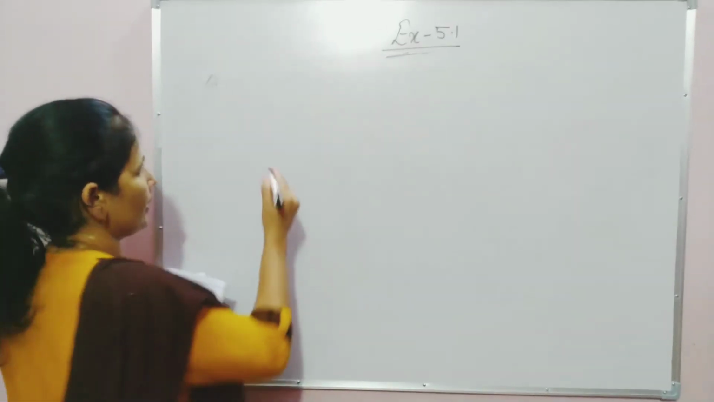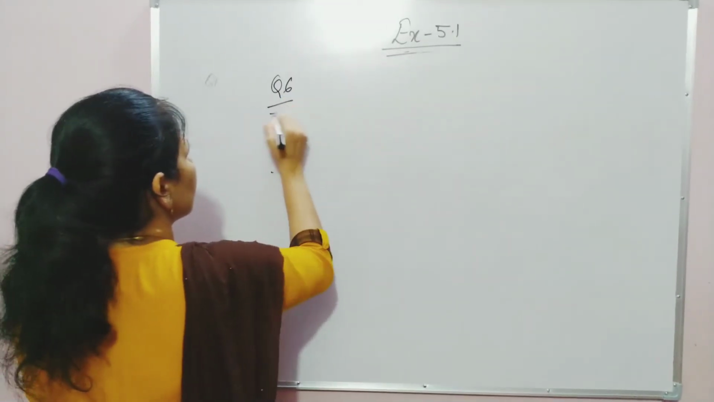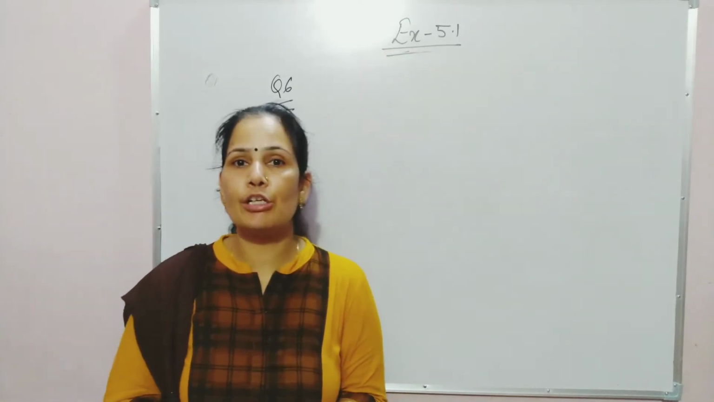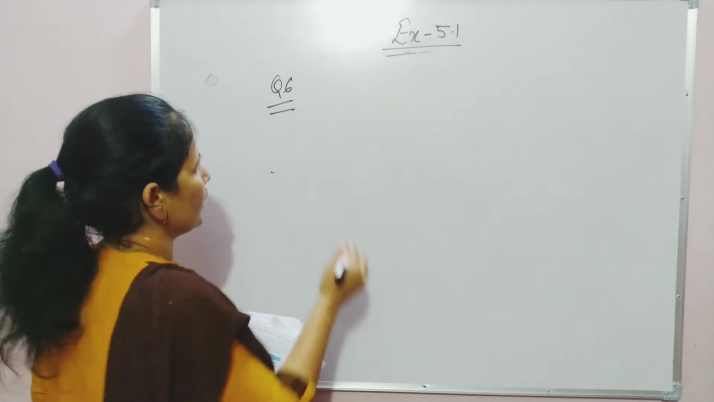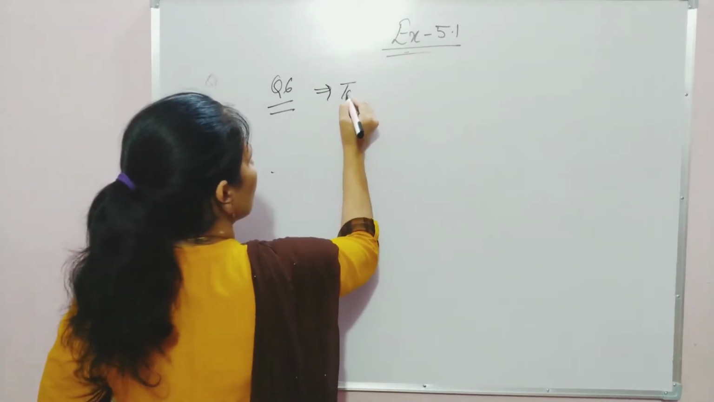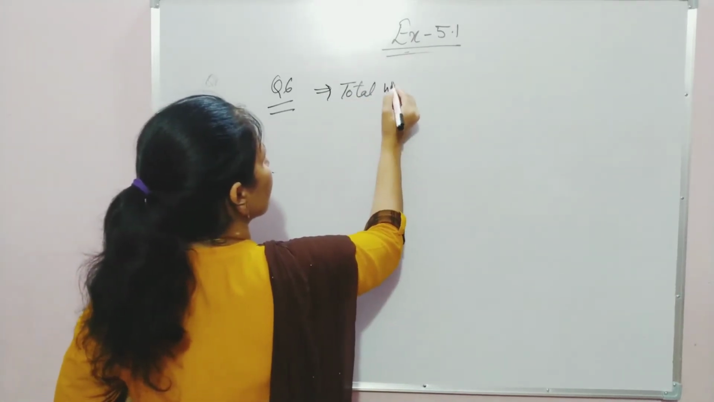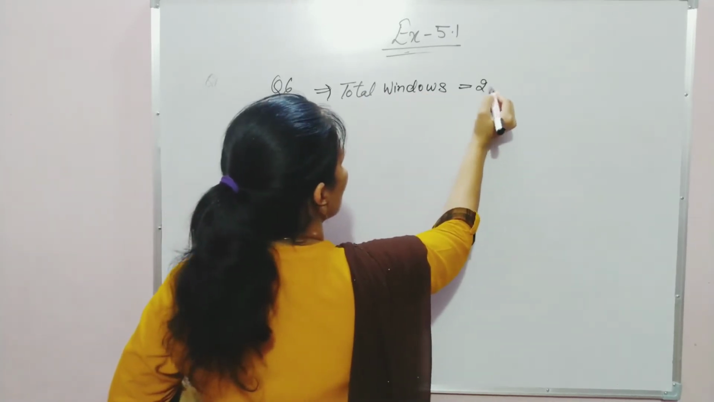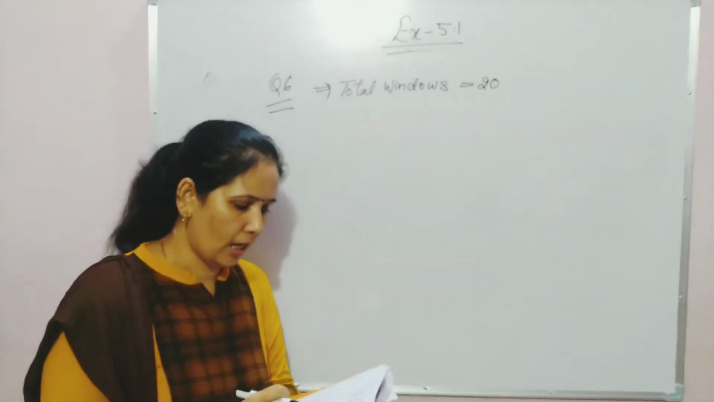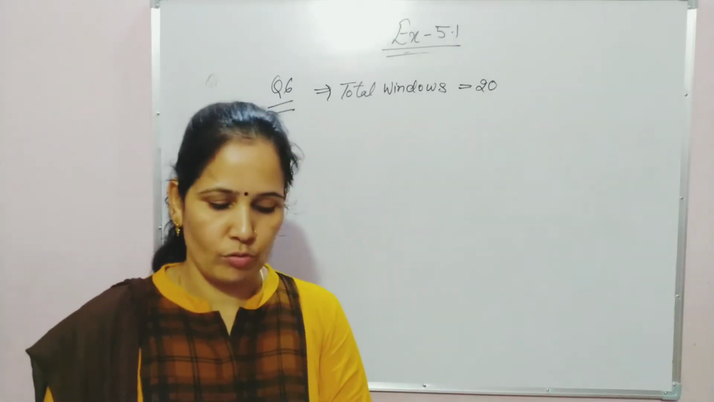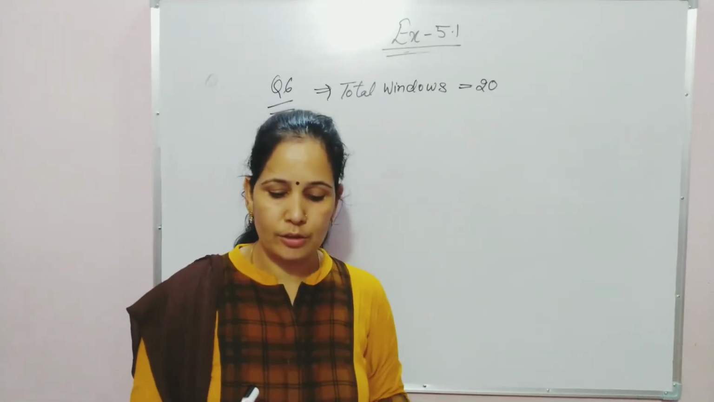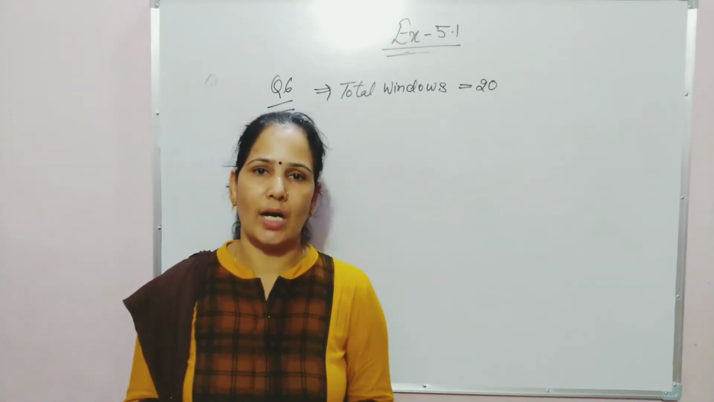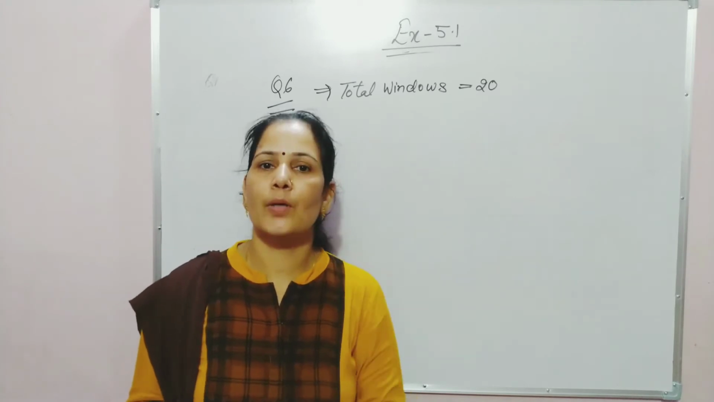In question number 6 they have given, first I read the question. If a house had 20 windows, how many windows are there? 20. So total windows, that is 20. A house has 20 windows, only a quarter has to be repaired. What they told? Only a quarter has to be repaired.